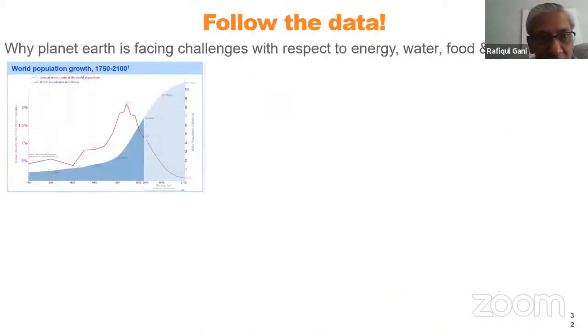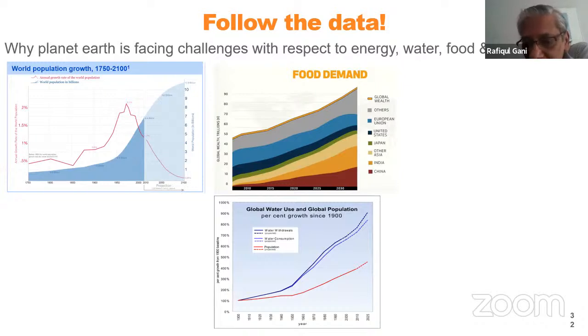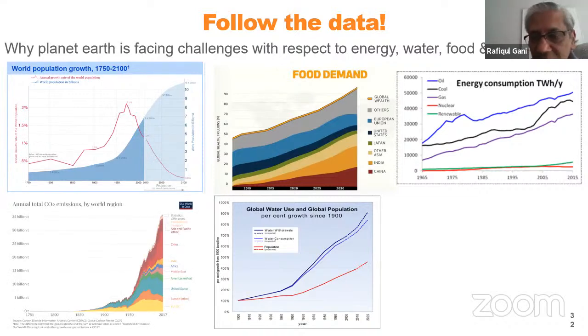Why is this a problem? If we look at the growth of population on Earth, it is increasing. Maybe it will come to 10.5 billion by 2050. What does it mean? The food demand will increase. These are according to data and extrapolated. The water demand will increase. The energy consumption will increase. And all of this will increase the CO2 emission, or GHG.